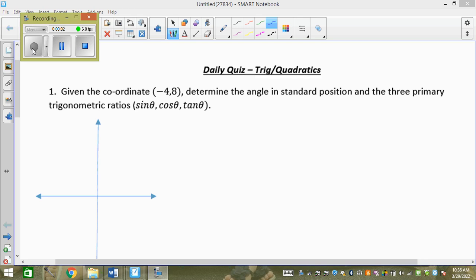We're given the coordinate negative 4, 8. So the first thing we want to do is plot it. Actually, the first thing we want to do is put away our phones. And the next thing we want to do is plot it. Okay. So we know that it approximately looks like this.